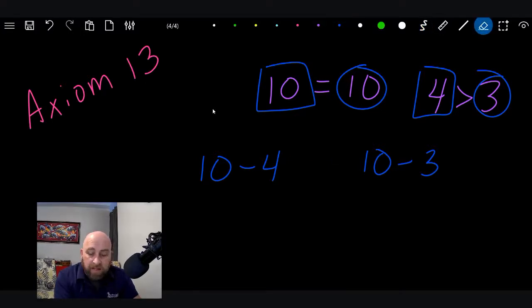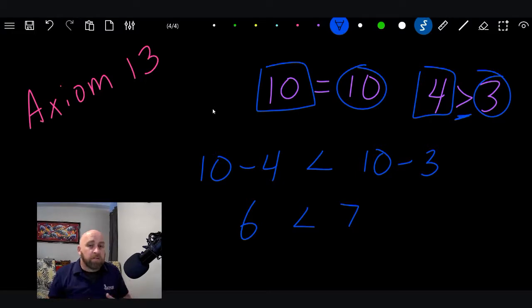Now, if you look at axiom 13, we can fill in that box. We can put what sign it is. It says the remainders are unequal in the reverse order. So what does that mean? That means we take this greater than sign, in essence, and we flip it, so now it's going to be less than. Now this is with subtraction only. With addition, it would remain the same, but we reverse it with subtraction. 10 minus 4 is 6, is less than 10 minus 3 is 7. Is 6 less than 7? Yes, it is.